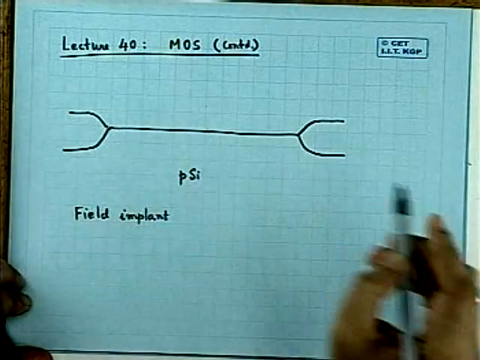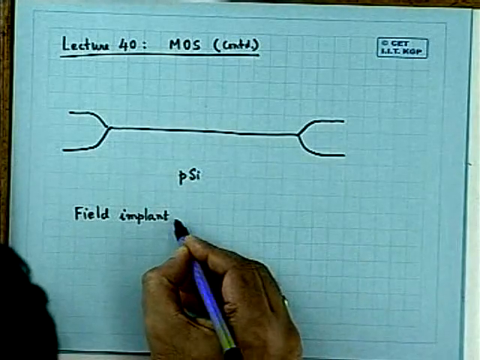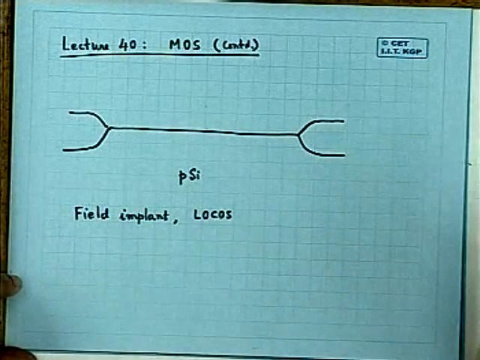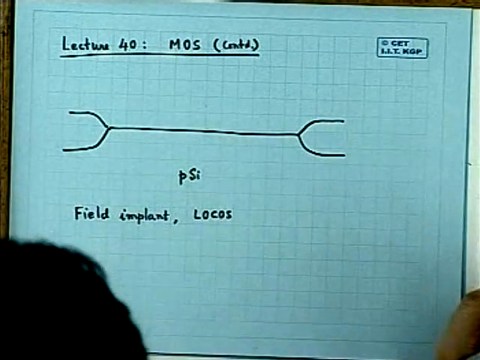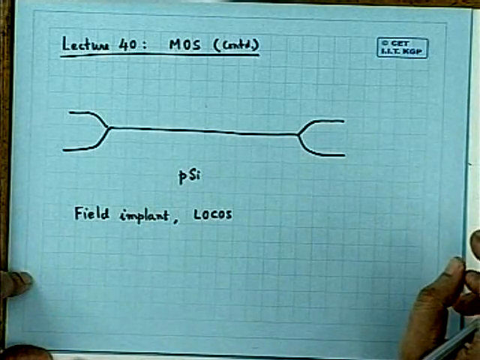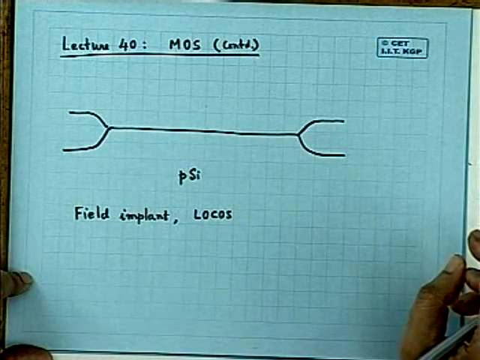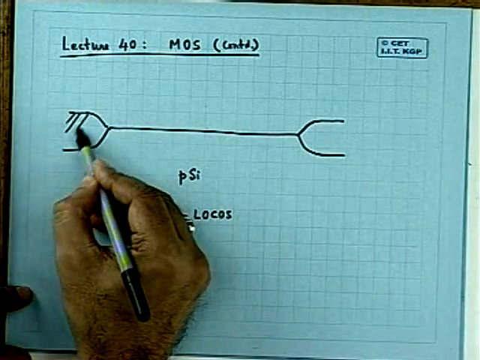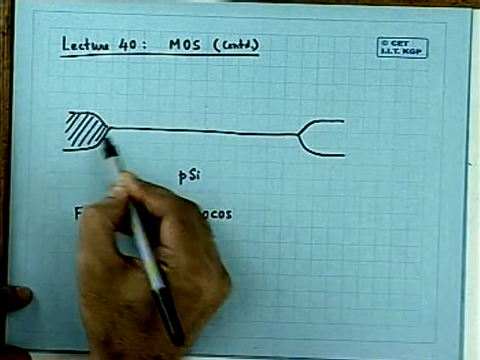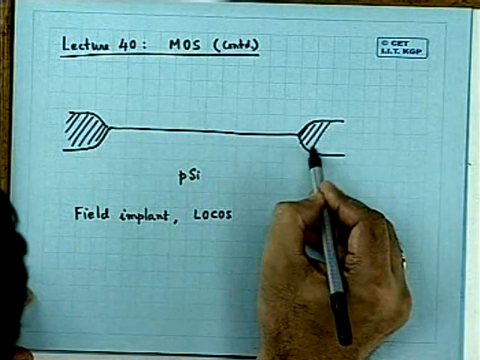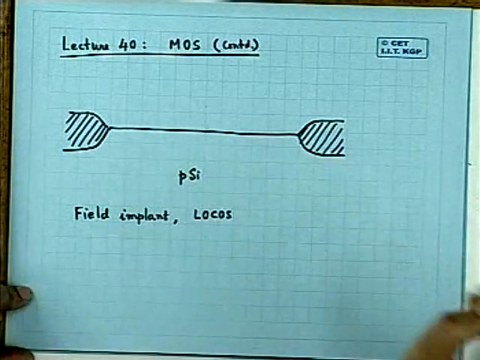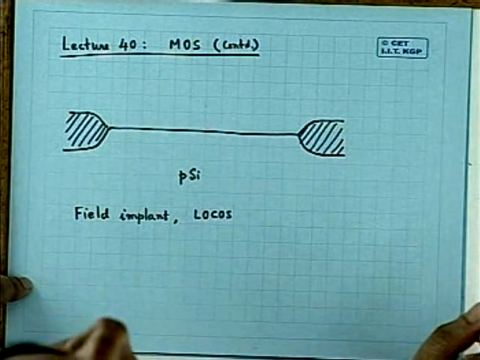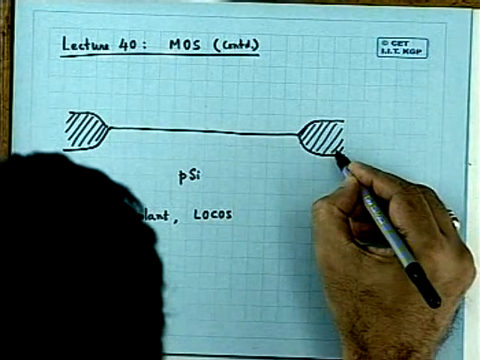Thereafter, by a process called local oxidation of silicon. Local oxidation of silicon is a special process by which you grow field oxide, which is reasonably thick, at least 5 times thicker than that of gate oxide. And this is normally called field oxide.